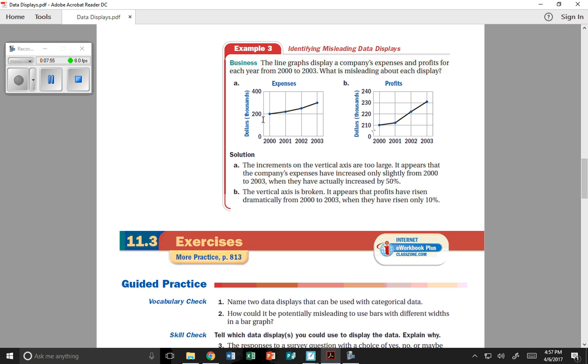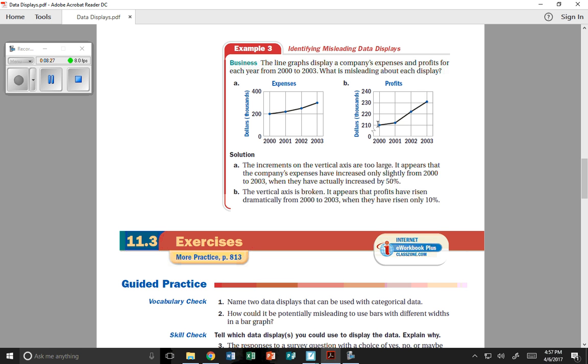But our expenses are looking a little odd because we're going from 0 to 200 to 400. So it looks like our expenses are going up quite a bit. Or like only slightly, sorry, over time, whereas this is ending at like 300, so our expenses between the year 2000 and the year 2003 have increased by 100, and these are in thousands, so that's quite a bit.